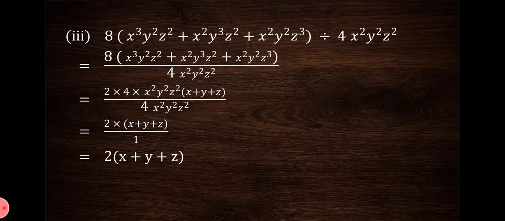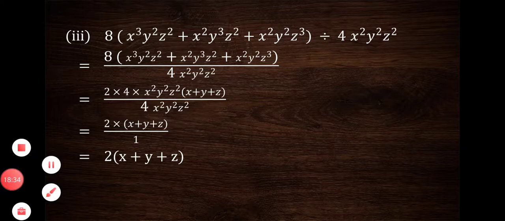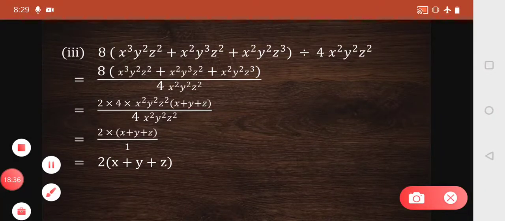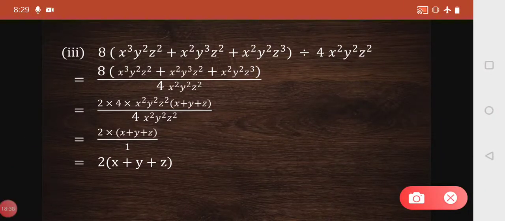Now looking at the numerator, you can see that 8 is already out, but inside the bracket are the given three terms, and we can take out x, y, z. All the three variables are present in all the three terms, so we can take out that common, and also all the three have power 2 common. So in the numerator, we take out along with x, and the factors of 8 are 2 into 4.